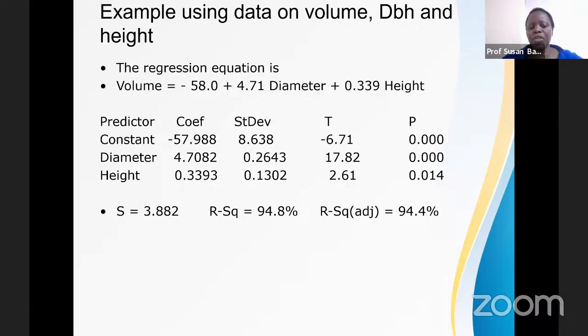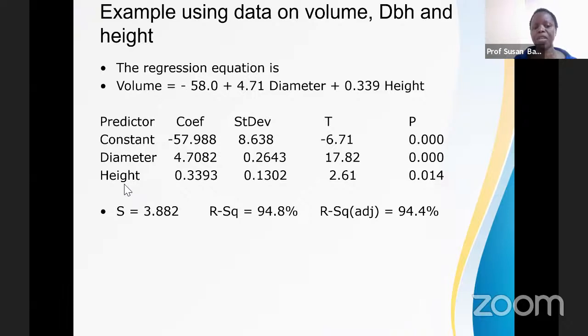So here we are interested in the slope of diameter and height. So when we look at the slope, it has a p-value of 0.000. And we are going to use a significance level of 5%. This significance level is the probability associated with the null hypothesis. So the null hypothesis says that there is no linear relationship between volume and diameter. So for that null to be correct, our p-value should be equal to 0.05 or greater. So in case you have a p-value less than 0.05, we have evidence to reject the null and conclude that there is a significant linear relationship between volume and diameter.